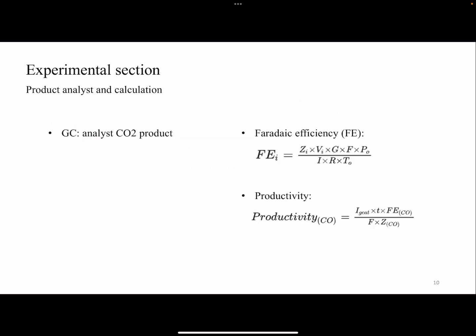And then the CO2 gas was continuously delivered. The gaseous product was analyzed every 30 minutes using GC, which is equipped with TCD and FID detectors. And we will calculate the Faradaic efficiency using equation 1, which accounts for the number of electrons required for each product molecule. And the CO productivity was also calculated and normalized by catalyst mass.